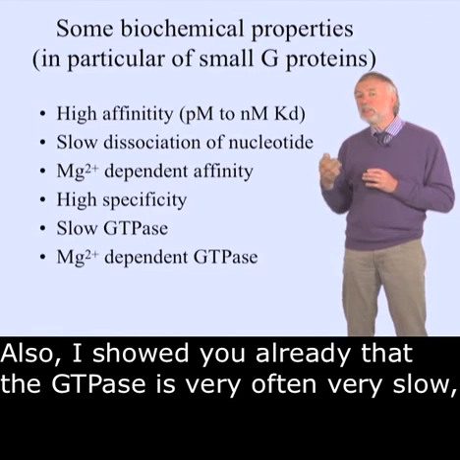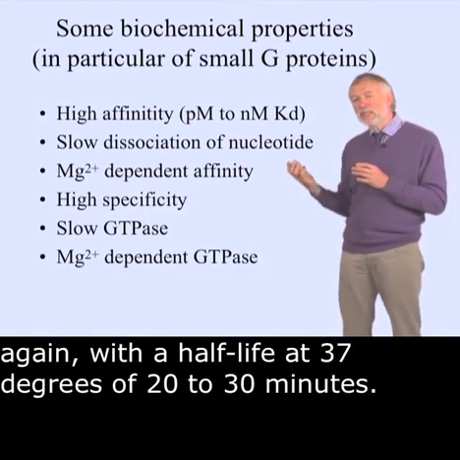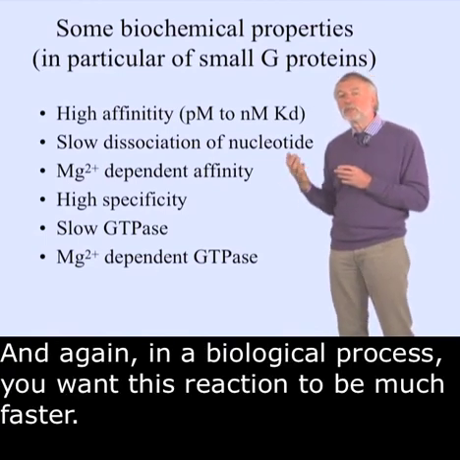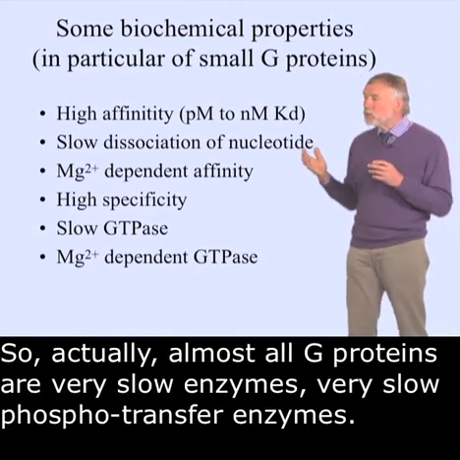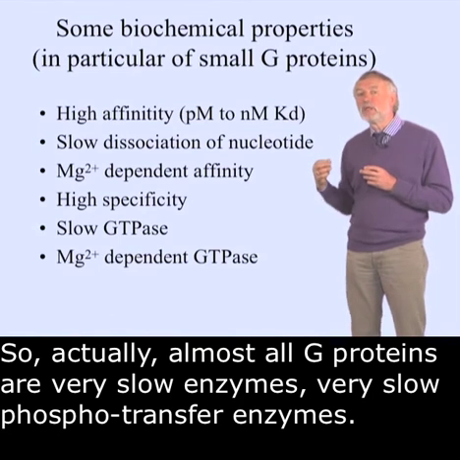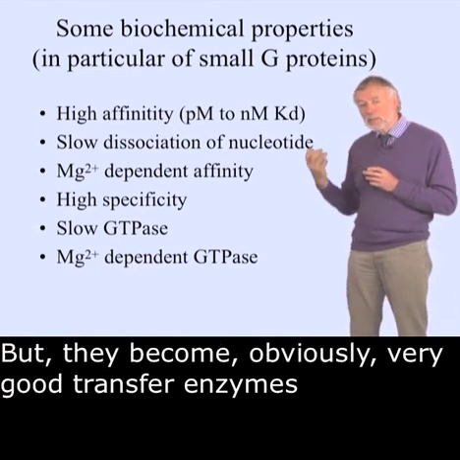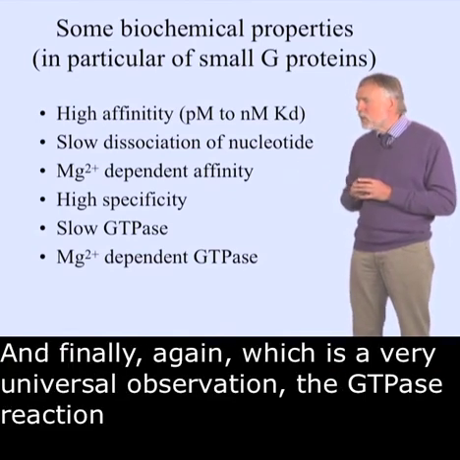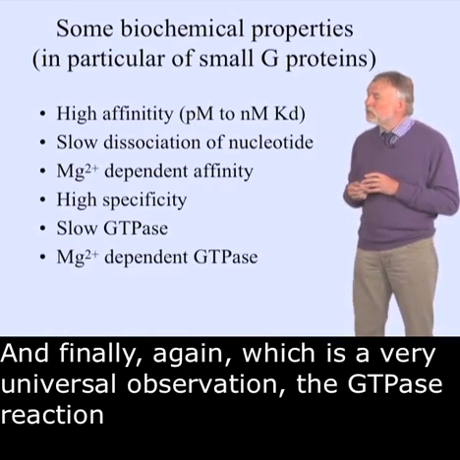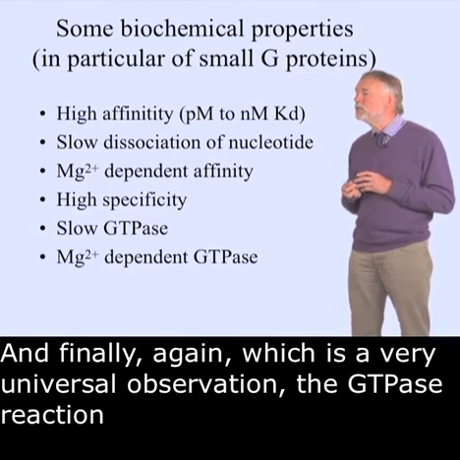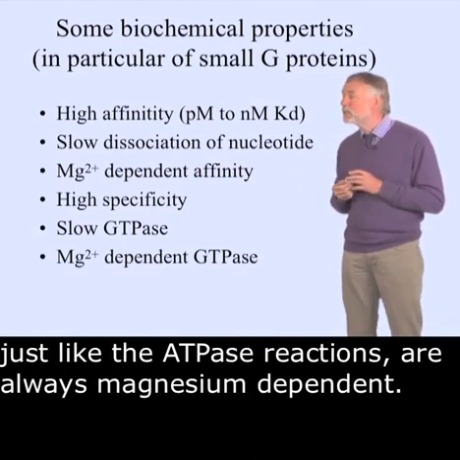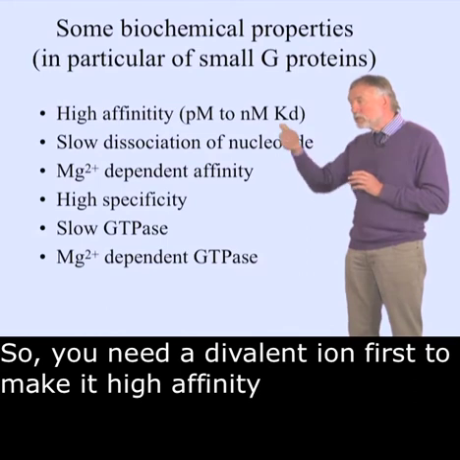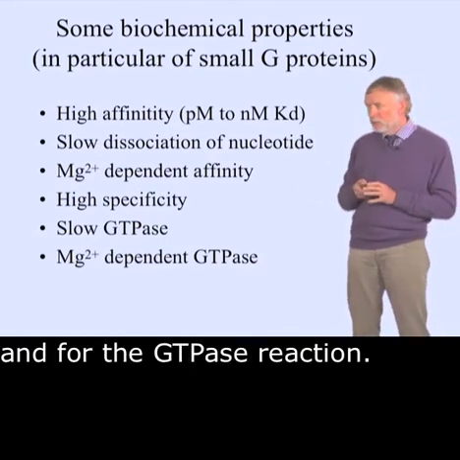I also showed you already that the GTPase is very often very slow. Again, the half-life at 37 degrees is 20 to 30 minutes. And in a biological process, you want this reaction to be much faster. So almost all G proteins are very slow phosphoryl transfer enzymes. But they become very good enzymes in the presence of the GTPase activating protein. And finally, a very universal observation is that the GTPase reaction, just like the ATPase reactions, is always magnesium dependent. I'll show you again how that looks. So you need a bivalent ion first for high affinity and for the GTPase reaction.